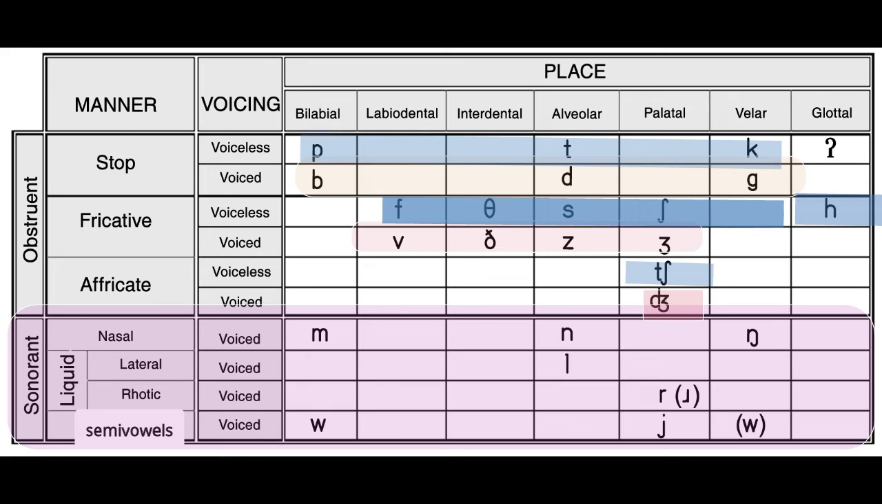v and f, z and th, z and s, ja and sha, ja and cha. Each pair sound is produced exactly the same way except for voicing. The voiceless sound, ha, has no voiced counterpart.